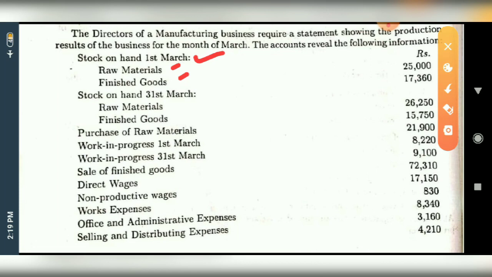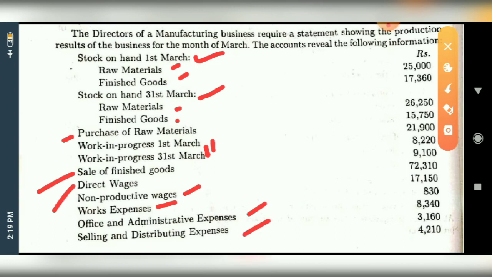Then stock on hand on 31st March, that is closing stock. So raw material closing stock and finished goods closing stock amounts are given. Then raw materials purchased, that amount is there. Then two work in progress amounts are given: opening work in progress and closing work in progress. Then sales of finished products are given. Then direct wages are paid, non-productive wages are there, works expenses are there. Then the other two, office and selling and distribution expenses, are there.